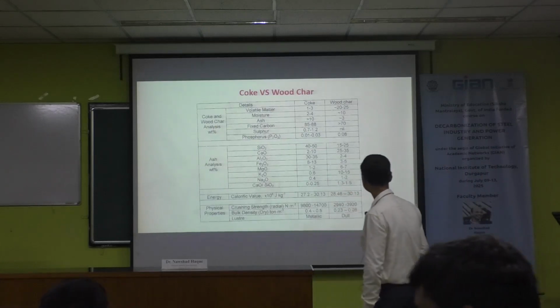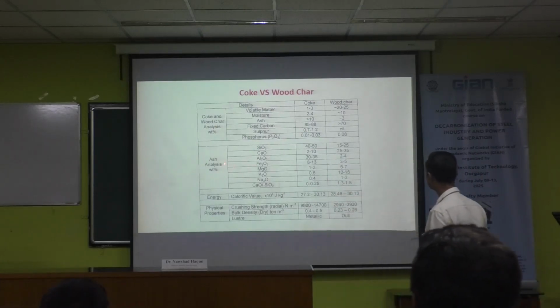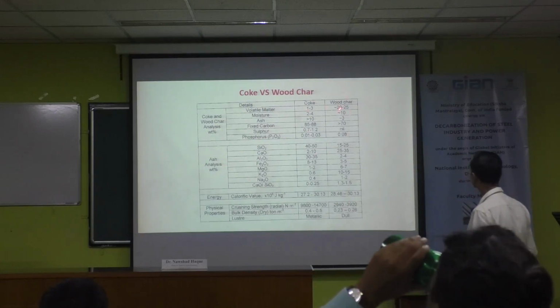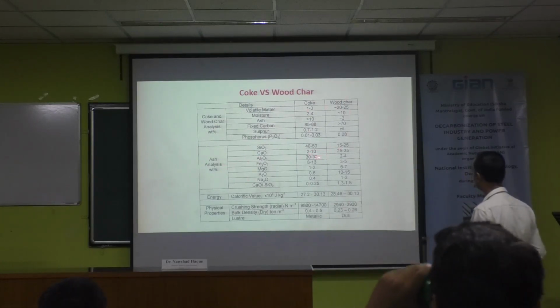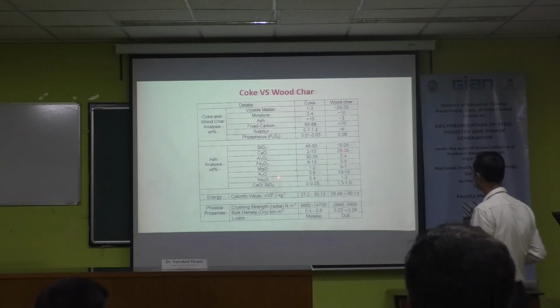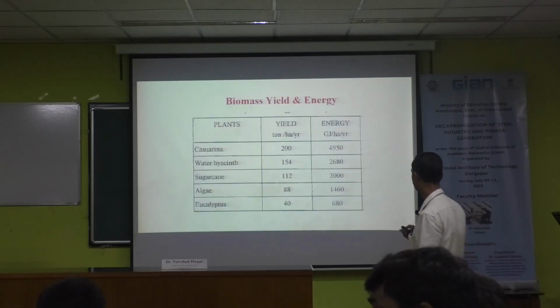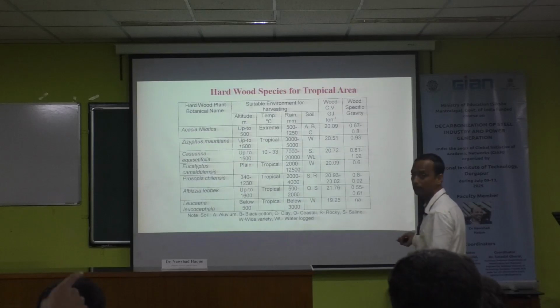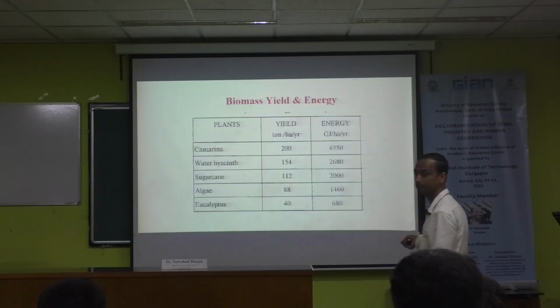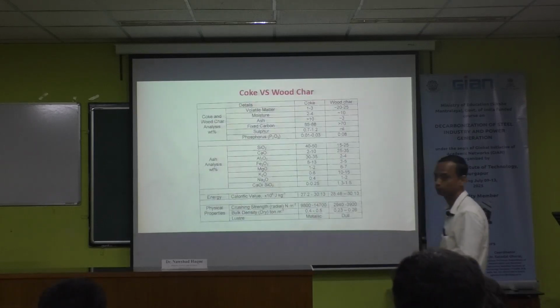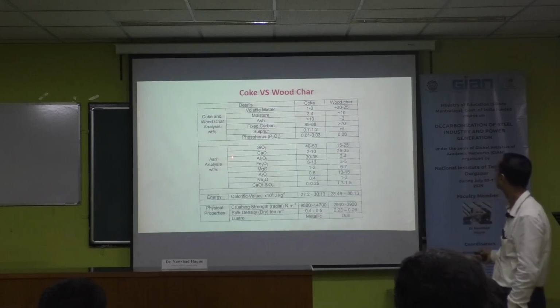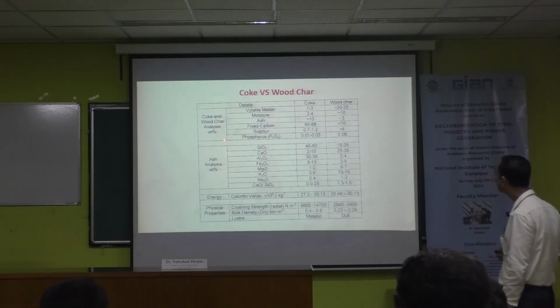So, coke versus wood char: as you see the wood char and coke, you can see the gas analysis is less. Different types of biomass; sir, previous slide, one back. The volatile matter in charcoal is 25%. Wood char, the first group, has 25% VM.